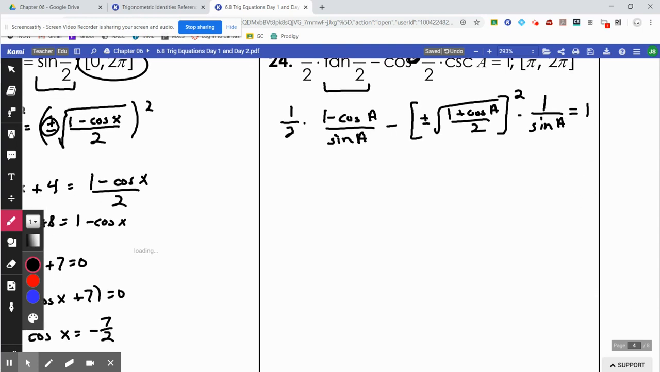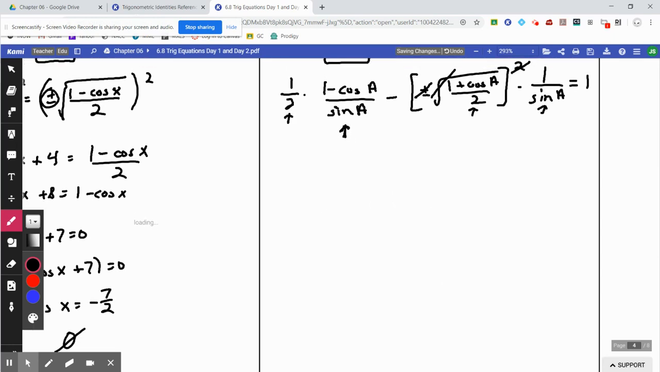And here's why I ended up choosing what I did for tangent. Look at the bottoms. When I square this and this goes away, on the bottom, I have a 2 and I have a sine A. So that's the reason I picked the one that had the sine A on bottom over here, because now I have a 2 and a sine A on bottom there as well. So I've already got a common denominator to subtract these two.